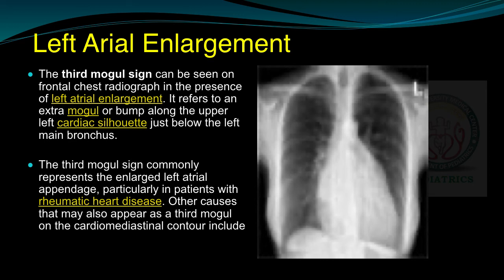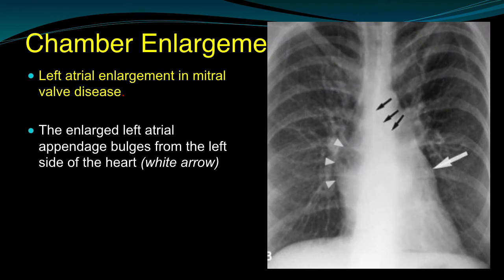okay, then you have your left atrial enlargement. In the mitral valve disease, there is an enlarged left atrial appendage that bulges on the left side of the heart, seen by the large white arrow.